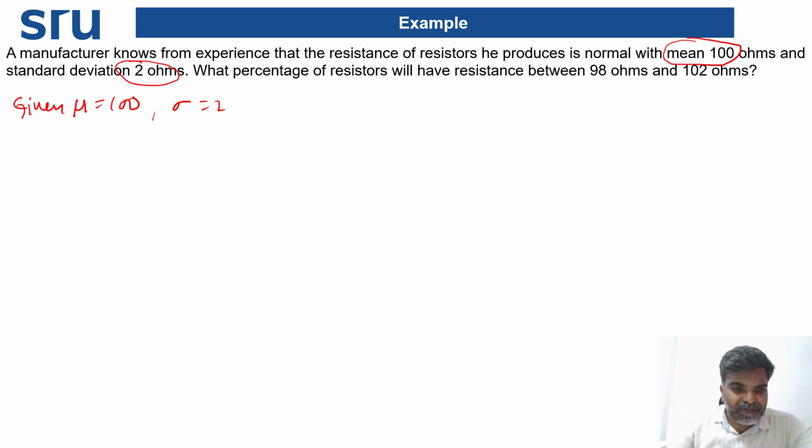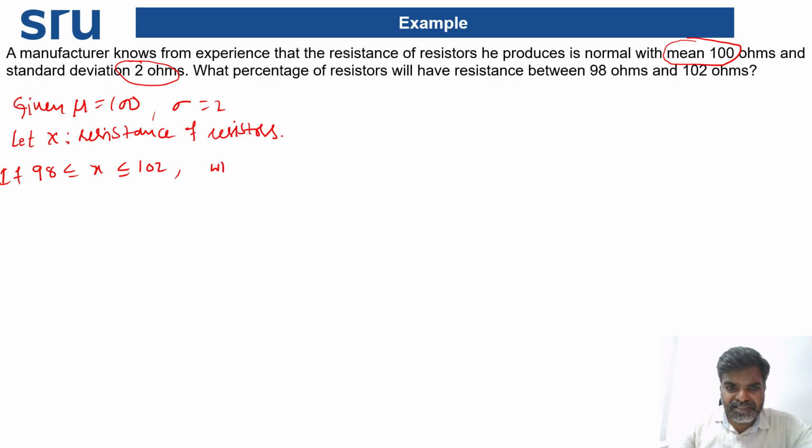So what is the random variable here? We can define the random variable X as the resistance of resistors. Okay, this is the random variable. Now the question is, suppose X lies between 98 and 102. So what is the percentage? If X lies between these two numbers, what is the percentage of resistors?